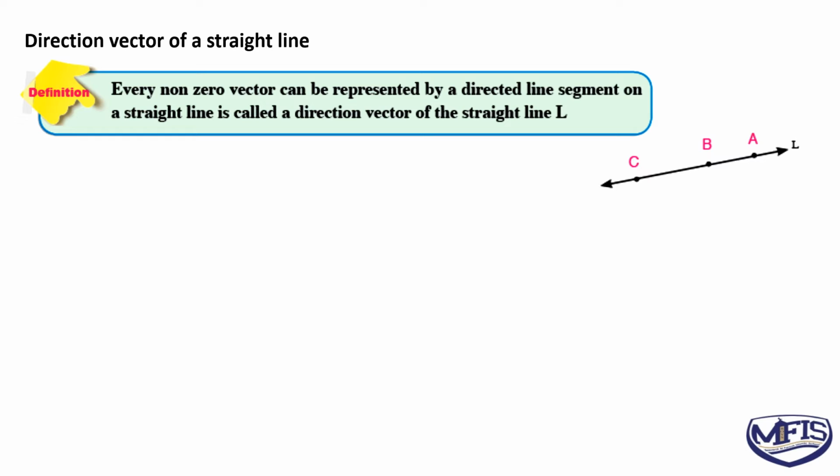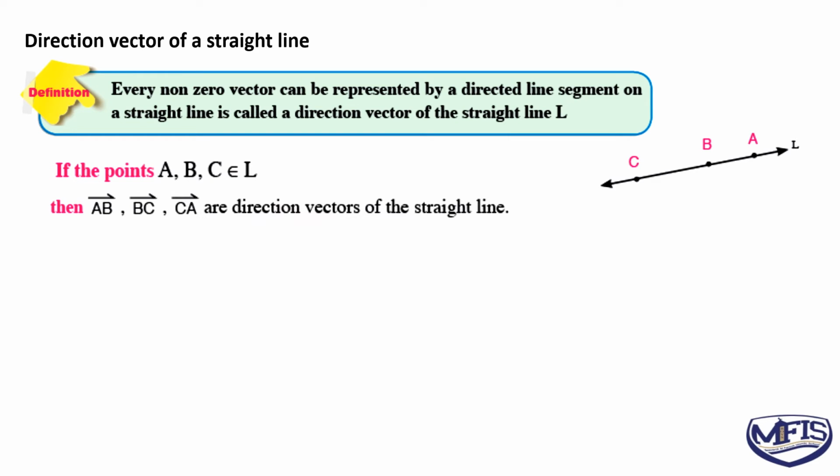So we have the straight line L, and A, B and C belong to the straight line L. We can represent the direction vector of the straight line L by the directed line segment AB, the directed line segment BC, and the directed line segment CA. They are direction vectors of the straight line.